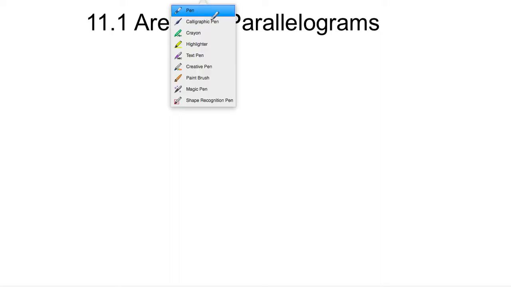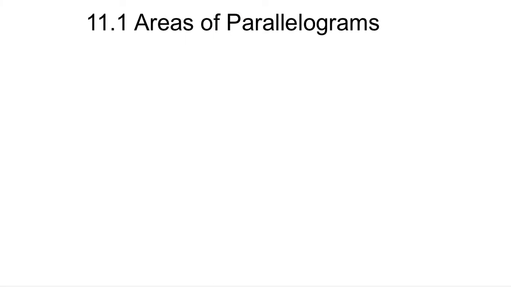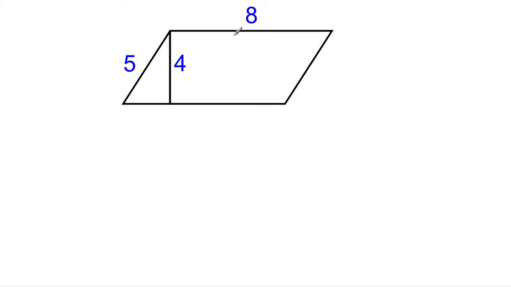Okay, so we're going to be looking at areas of parallelograms. We've previously looked at what a parallelogram is. A parallelogram is a quadrilateral with two pairs of opposite sides that are parallel and congruent. So here we have this nice parallelogram.